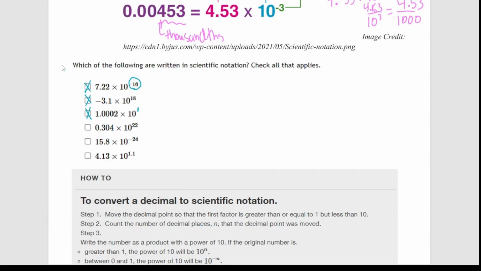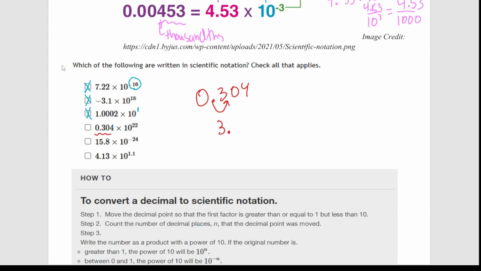The next three all have some sort of issue with it. In particular, this first one has the issue that that coefficient is not between 1 and 10. It's too small. So in particular, as we essentially moved over the decimal place too many places when we were trying to convert it to scientific notation, we will really want to move it an additional 1 to the right.